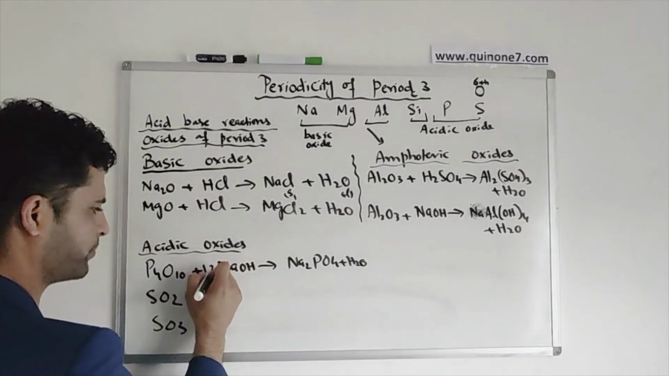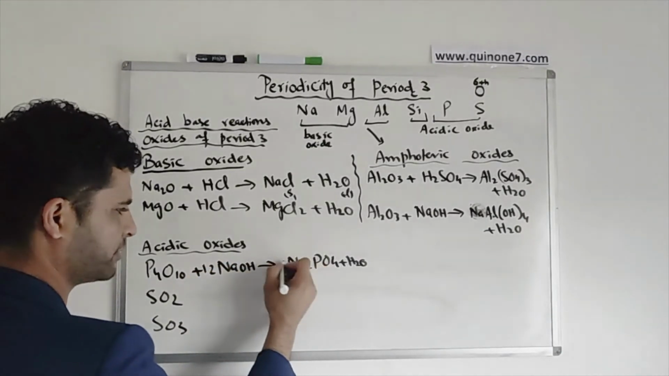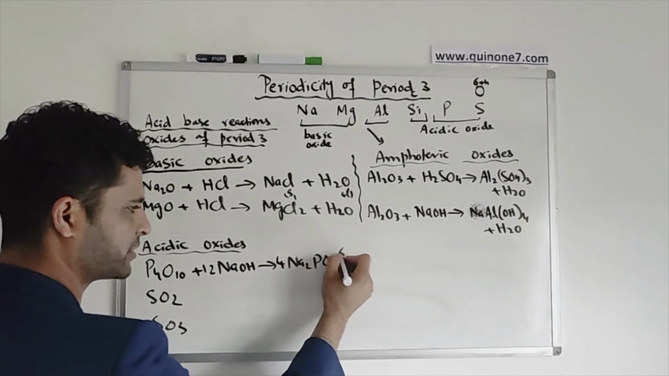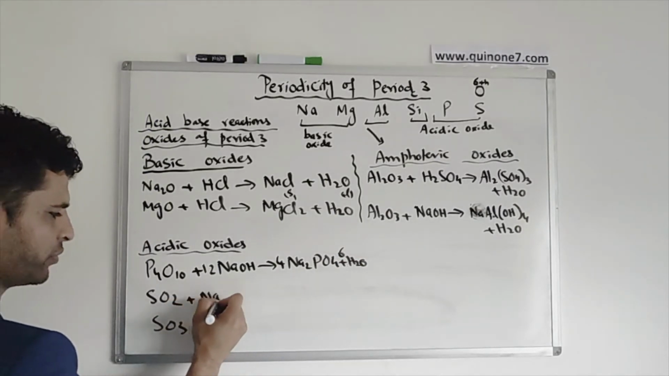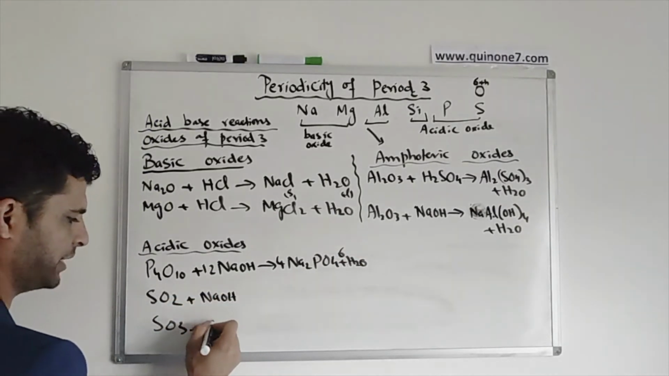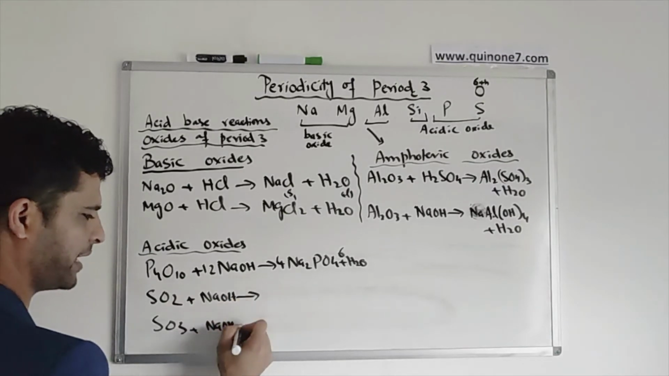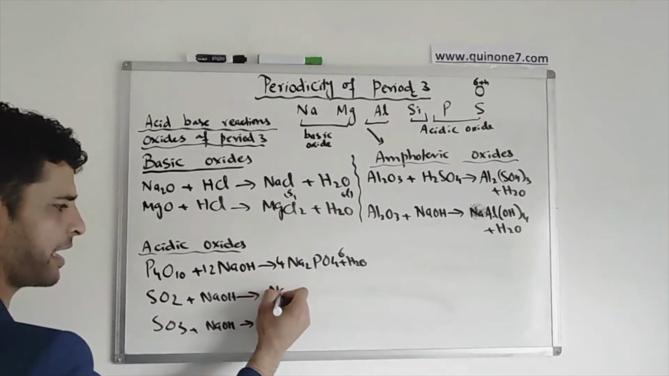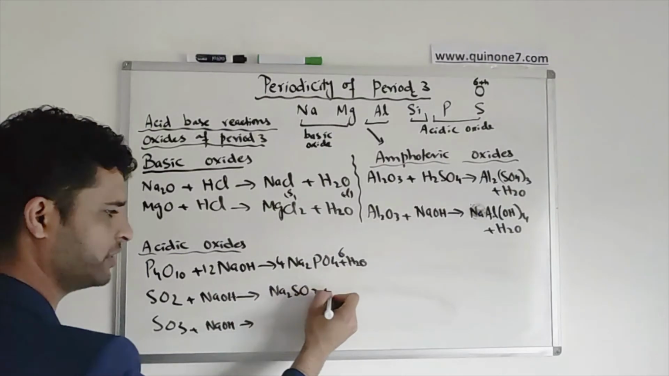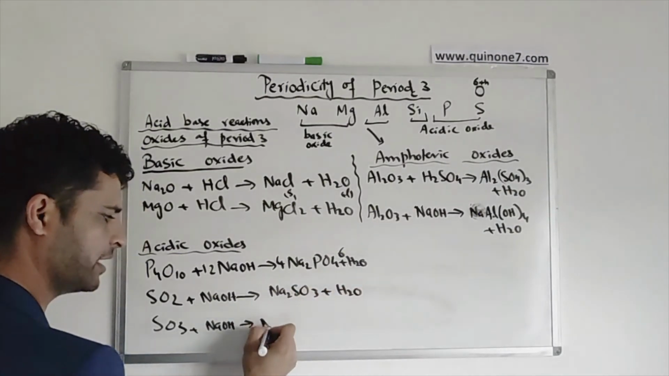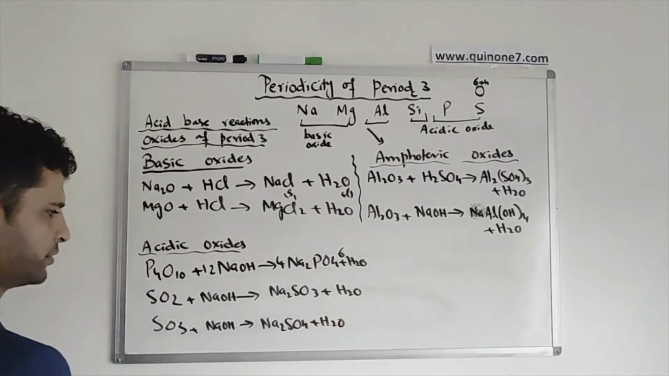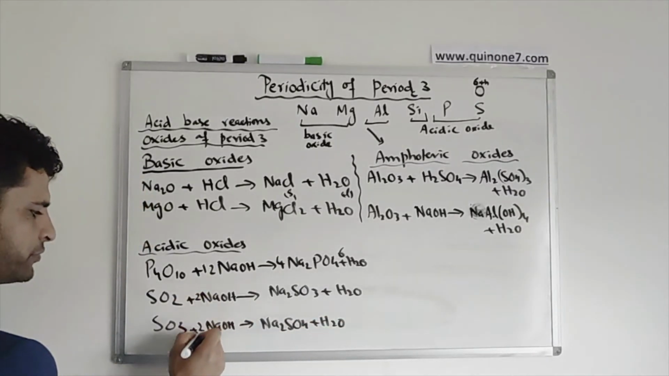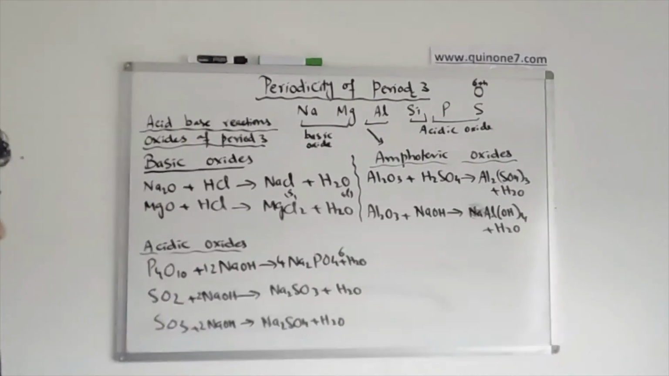To balance it, you put 12 NaOH, so you can put 4 Na3PO4, and then you put 6 water molecules, and it's balanced. SO2 and SO3 react with NaOH in both cases, and you will make Na2SO3 and water, and here you will make Na2SO4 plus water. To balance it on both sides, you put 2, and I think this is a balanced equation.